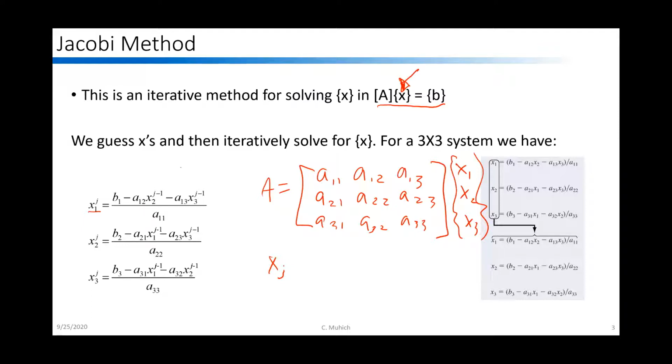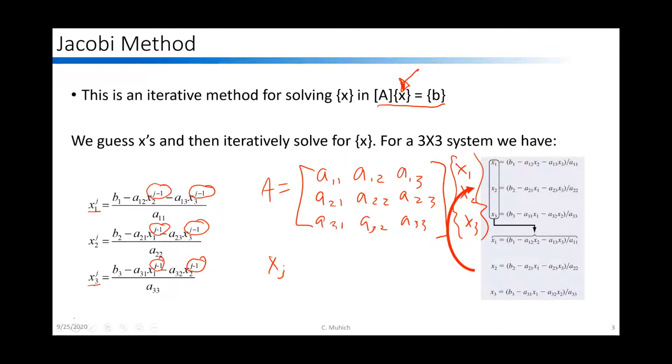I want to point out that when I'm using the Jacobi method, all of my indices for which x I'm using when I calculate x1, x2, x3 is going to be the previous x. So when I calculate the new x1, I use old x2, x3. When I calculate the new x2, I use old x1, x3. When I calculate the new x3, I use the old x1, x2. We'll see why this differs a little bit from the Gauss-Seidel method after we finish the Jacobi example.